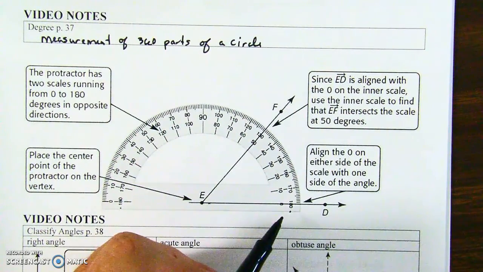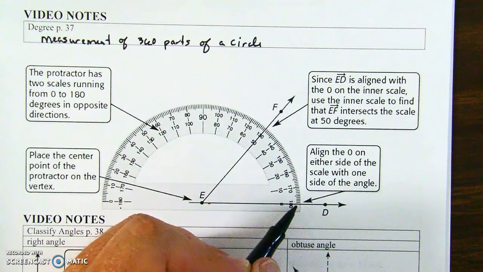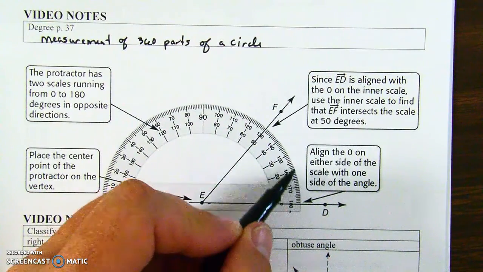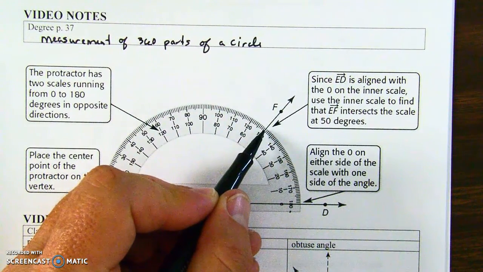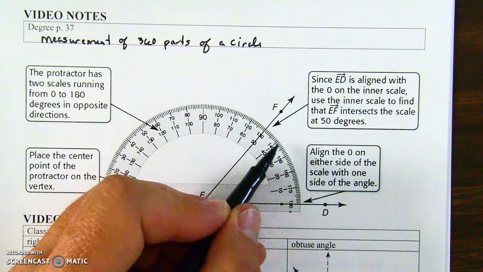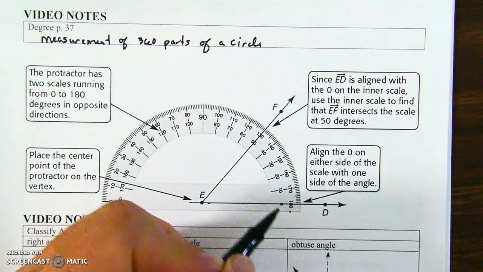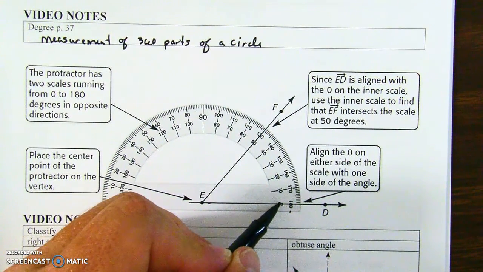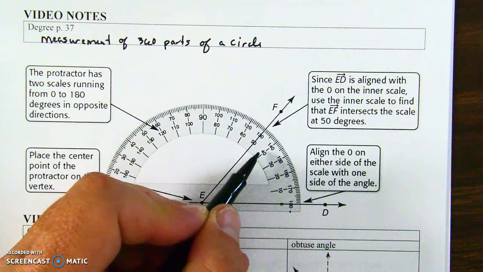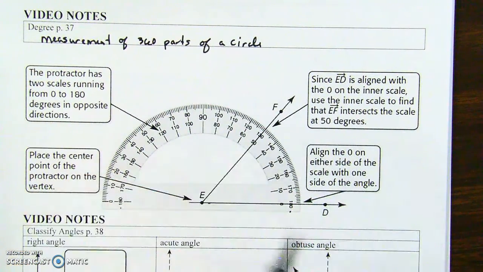Now, which one do we count? Because a lot of people will go, oh, 180 degrees. They'll look on the outside and go, oh, it's 130 degrees. That's not necessarily the case because we're counting backwards. Remember, we want to count from 0 and up. And if we were to go this way, we'd look at this one here going up, and it would be 50 degrees.